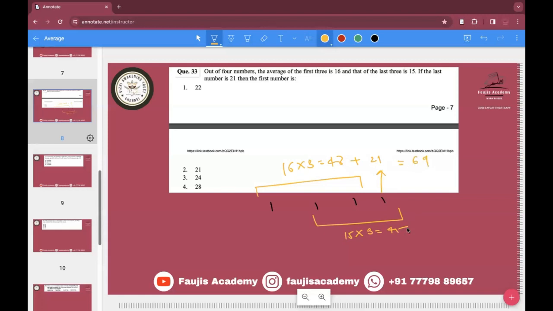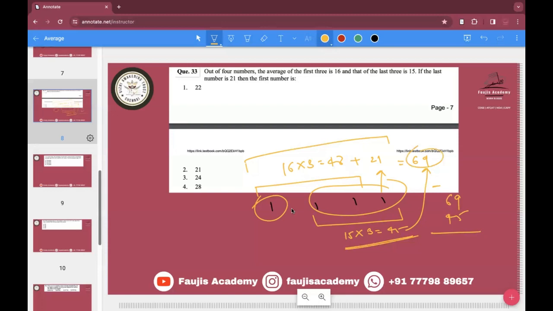69. If we reduce this, total minus the last 3, will it give me the first number? Yes, sir. We have the last 3 as 45. We have the total as 69. What is the difference? 24, sir. Got it? Yes, sir.